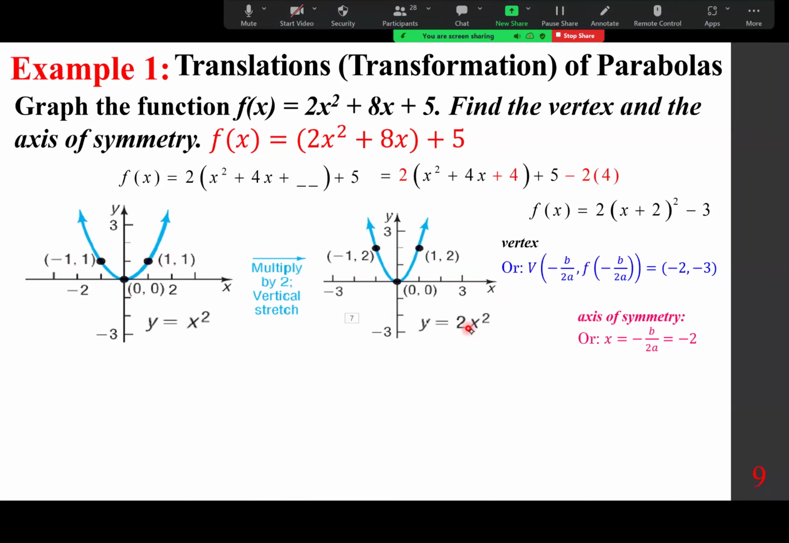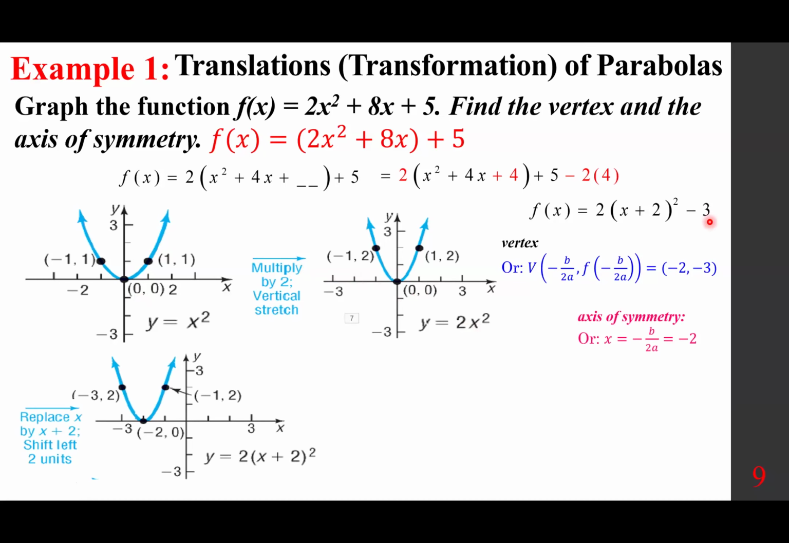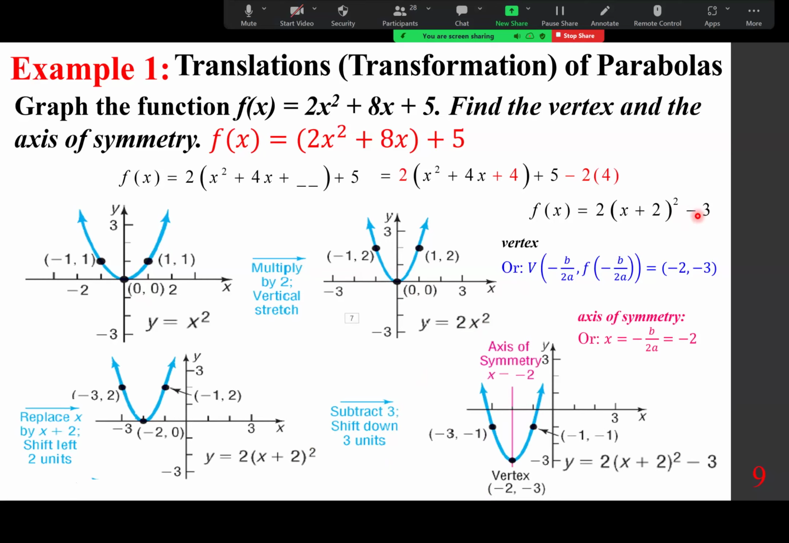We are going to replace the x with x plus 2. That means shift it to the left by 2 units. So we're going to move this to the left. So 0, 0 becomes negative 2, 0. Finally, shift it down by 3 units. So this negative 2, 0 becomes negative 2, negative 3. And here's the graph by way of transformation, okay?